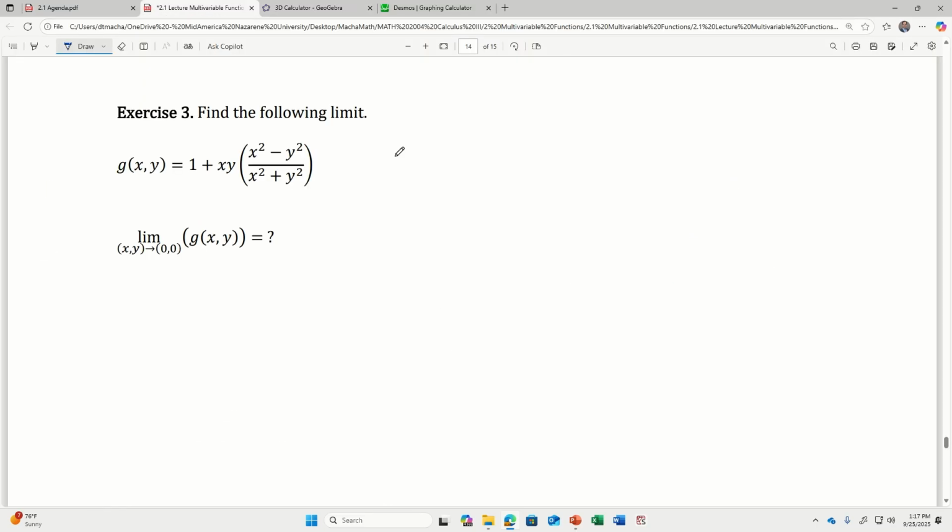Y'all try this one. We've done a few in class together. See if you can do this one. I'll keep thinking and you work this problem.